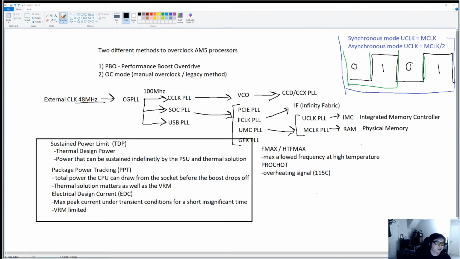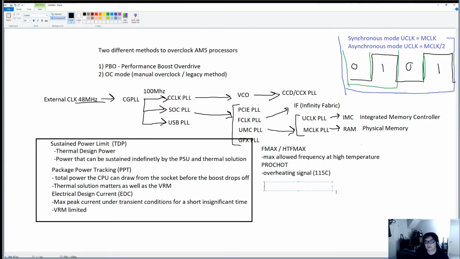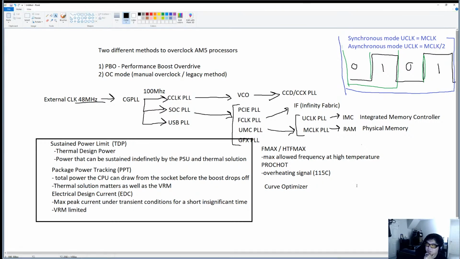So the other tool, which is probably one of the most useful tools within the realm of Precision Boost Overdrive, is something called Curve Optimizer. So every processor, every CPU, in general, has something called a frequency curve. It looks something like this.